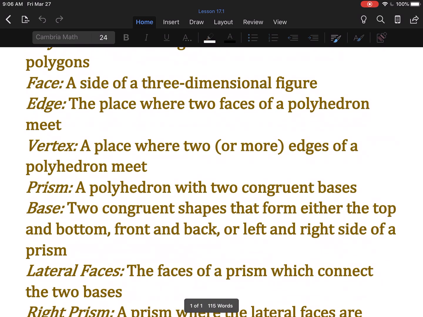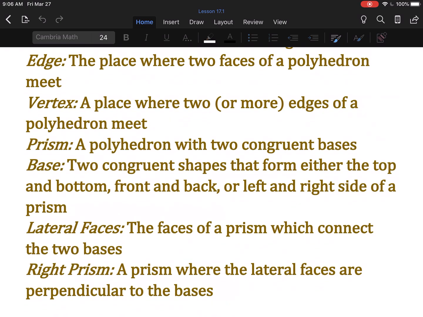The bases are the 2 congruent shapes that form either the top and bottom, the front and back, or the left and right side of a prism. I can't be more specific than that because every diagram of a prism could be drawn facing a different way. So long as we're not talking about a rectangular prism, where there are 6 rectangles, the bases are the 2 shapes that aren't rectangles. And you'll know what I mean when you actually see some examples here when I go over to my pictures from the book.